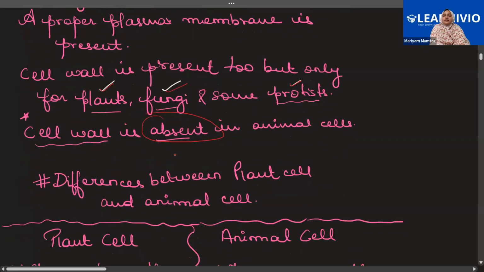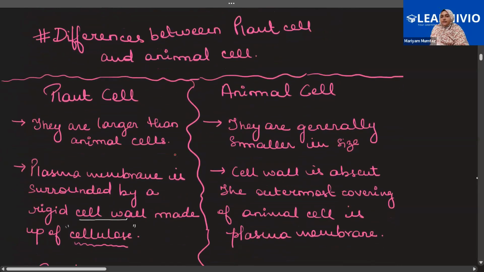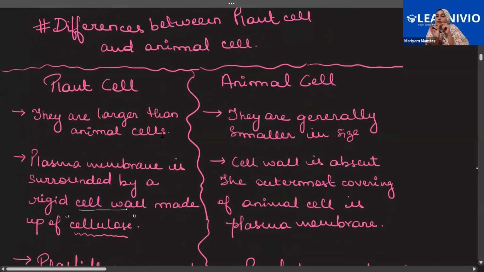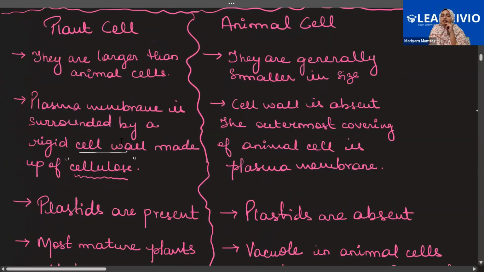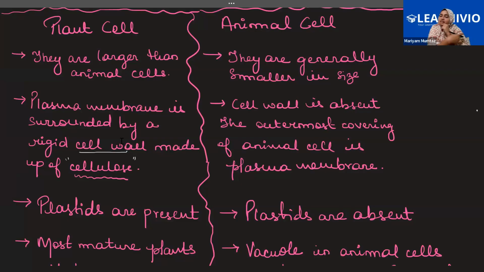Okay. Now, coming on to the differences between the plant cell and the animal cell. We know that in terms of size, plant cells are larger than animal cells, and animal cells are generally smaller in size. In plants, the plasma membrane has another layer, the cell wall, which is made up of cellulose. But in animals, the plasma membrane is the outer layer and that's it. No cell wall, no additional layers are present.